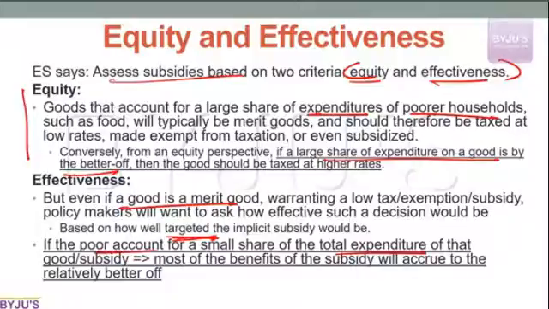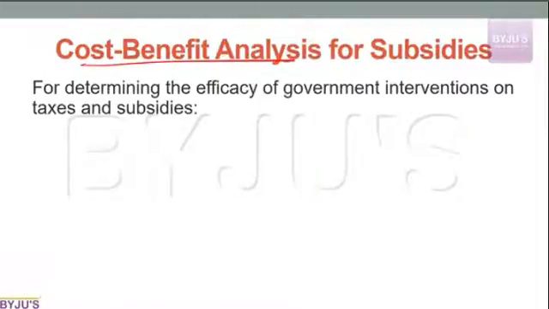How much of the total expenditure is by the poor? If the poor account for a small share, then mostly it is going to the well-off. So again, how much expenditure is by the poor is another question that determines effectiveness. If the rich are getting most of the subsidy, then it's not a good subsidy again. So we have to have equitable subsidies and effective subsidies.